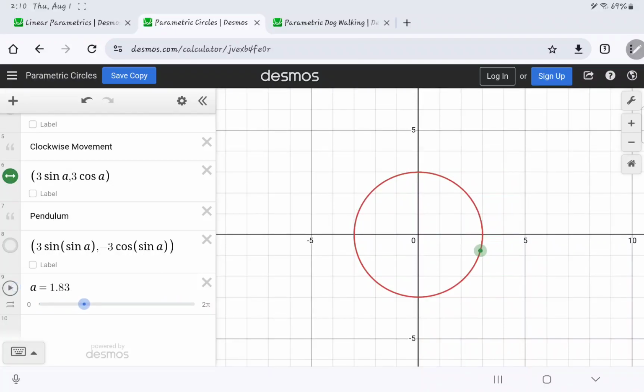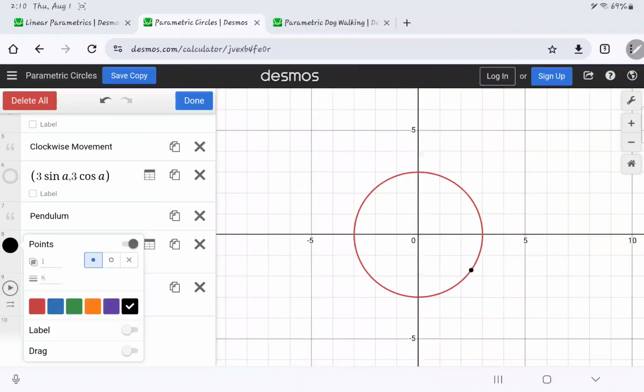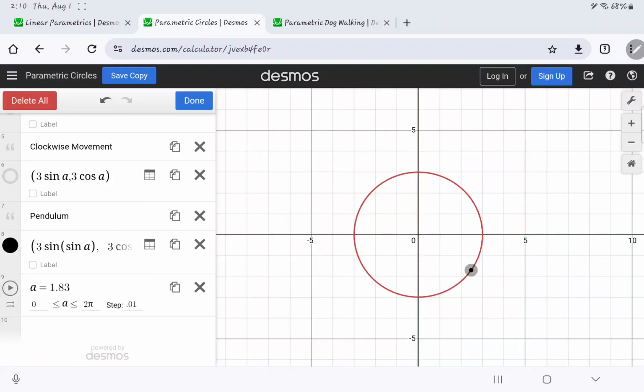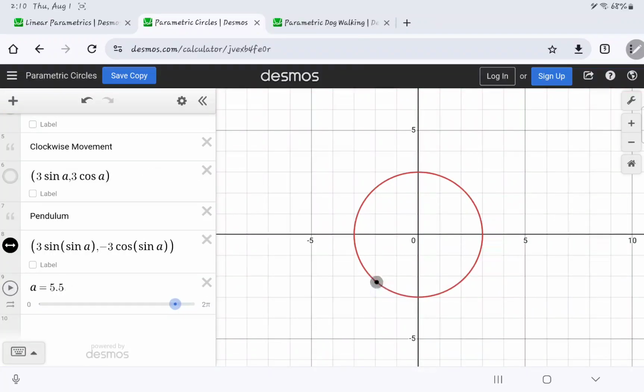Our last one here, we'll take a look at, let me see again, we'll click that so it's a little more bold. And let's go ahead and start this at 0. So this time we're starting at the bottom, right? And notice in this one I have the sine of A inside of a sine and inside of a cosine. So we're going to go with this one, and this one's not even going to trace out the entire circle, right? So this is what we call a pendulum, right? It's just kind of swinging back and forth.